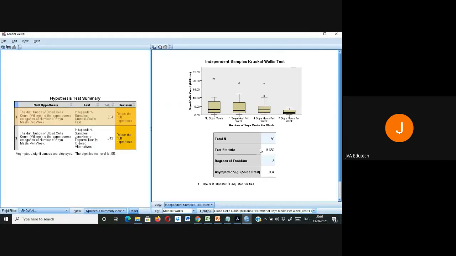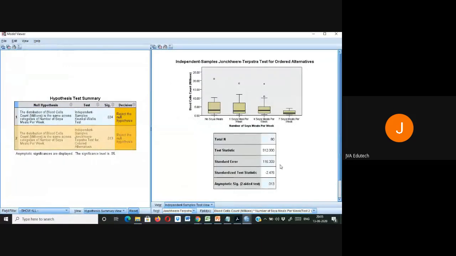Now check it. Select this one. It will tell you the test statistic comes out to be 912, and it will also give you this Z value, and you can calculate the effect size, as I told you yesterday, by taking Z divided by the square root of n. So if you divide 2.476 by the square root of 80, what does it come out to be?